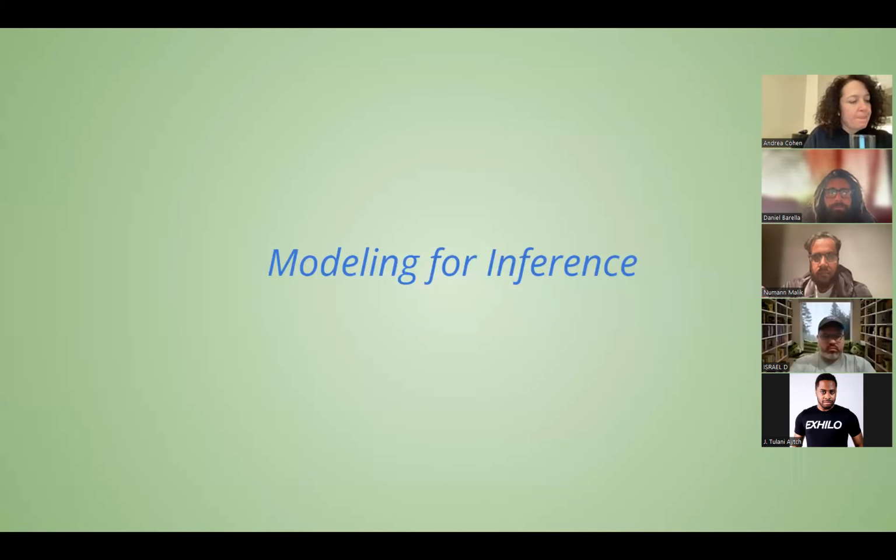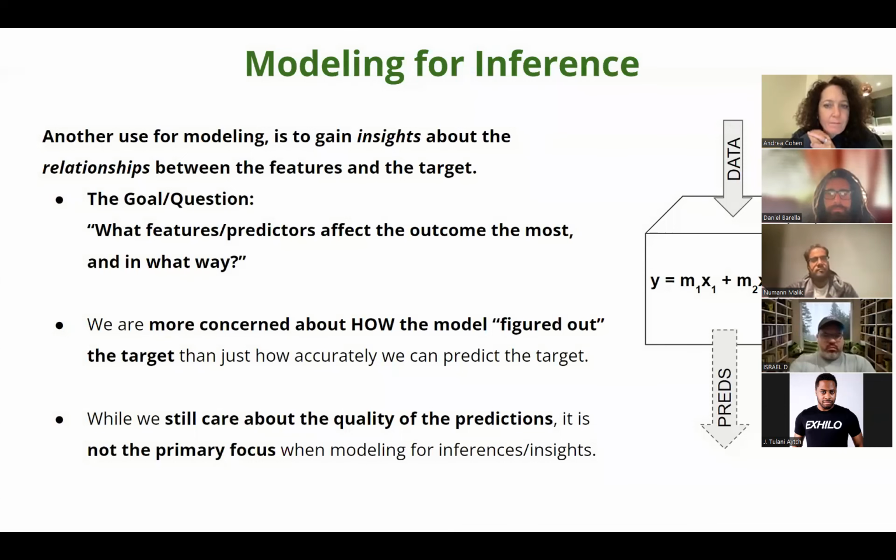Now we will talk about modeling for inference. Earlier we talked about modeling for prediction. When we talk about modeling for inference, our goal is to look for the relationship between the features and the target. We don't bother about the accuracy or the predictions. Here we are interested in seeing inside the model how the features are highly related to the target.